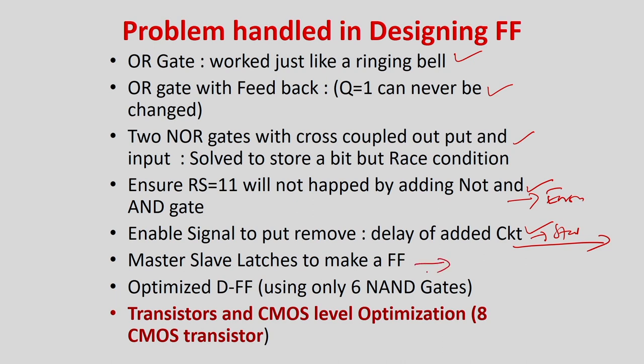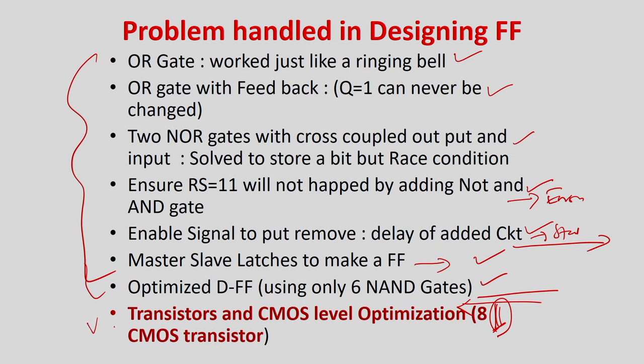Then we made a master slave flip flop from the latches, then optimized it from 10 gates to 6 NAND gates, and then one can go with actually 8 CMOS transistors. So, this is how we can design a flip flop in a very simplistic way. This is the optimized design. We are not going into detail up to this level, because the transistor and CMOS level we are not covering. So, we are skipping that, but still we have shown it.